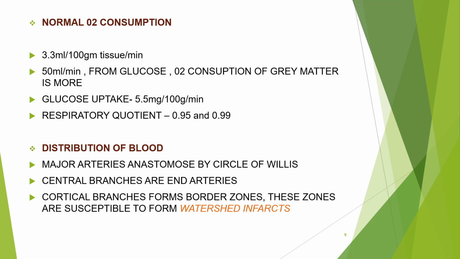Now coming to the distribution of the blood. We know that the major arteries anastomose by the circle of Willis. The circle of Willis gives central branches and cortical branches. The central branches are end arteries, so there is no communication between the central branches. The cortical branches form border zones. These zones are susceptible to watershed infarcts.